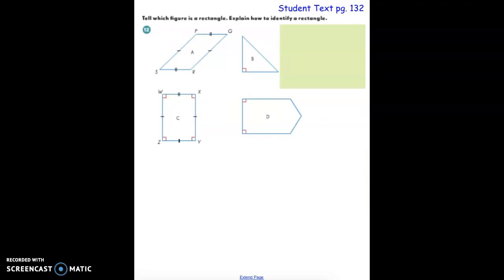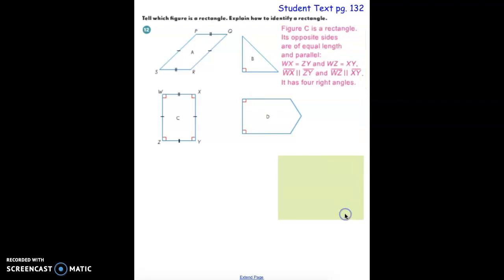Okay, we're going to do the same thing on this one. Which one is a rectangle? Well, I know. You're probably thinking C, right? And think about it for a minute, stop the video and start again. Why is it a rectangle? Well, if you guessed these, you're right.